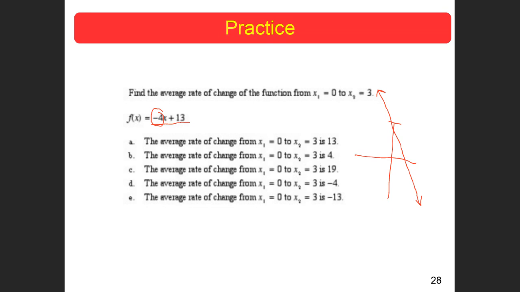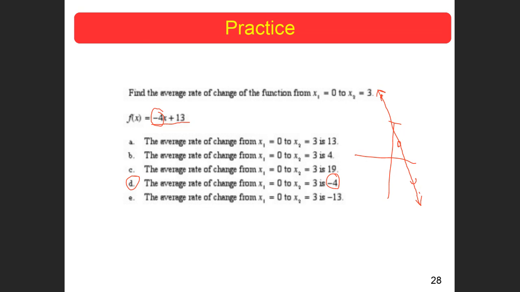It's not going to change. I don't care which points you pick. That slope is going to be the same. So I'm going to say the average rate of change between 0 and 3 has to be -4. I mean, it can't be anything else. It has to be. And it doesn't matter what points you pick on that graph. It's going to be the same.